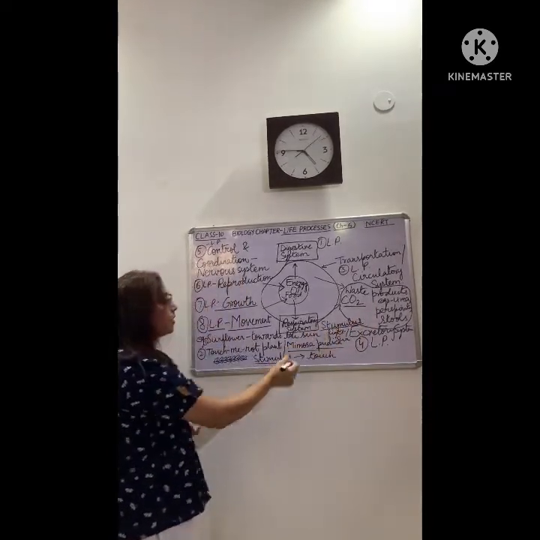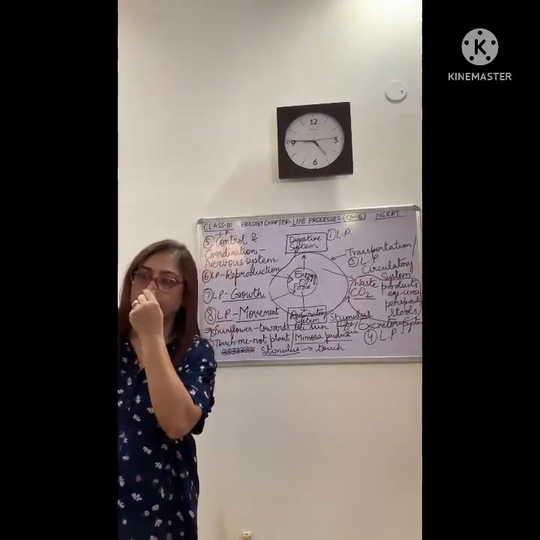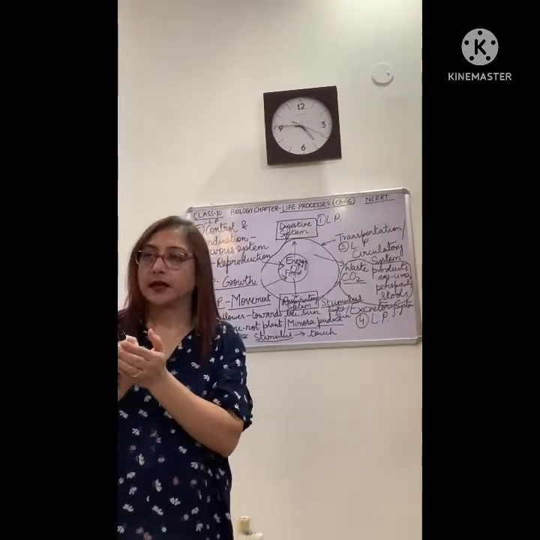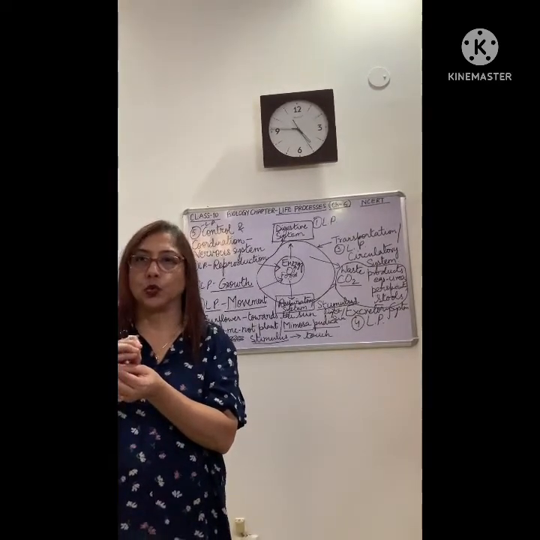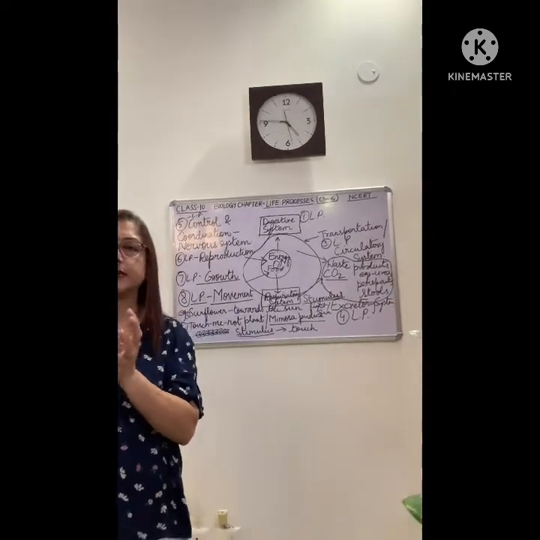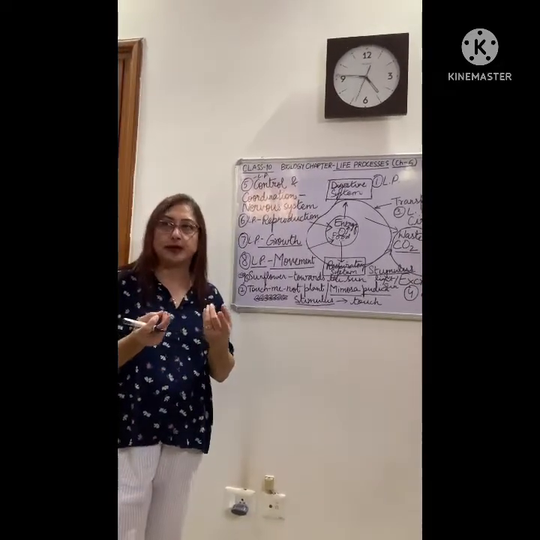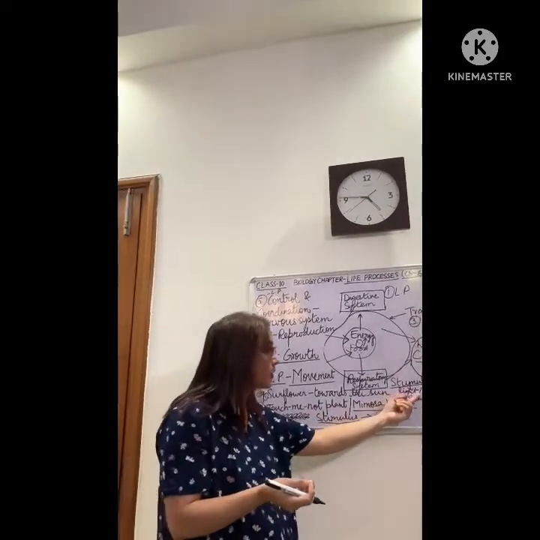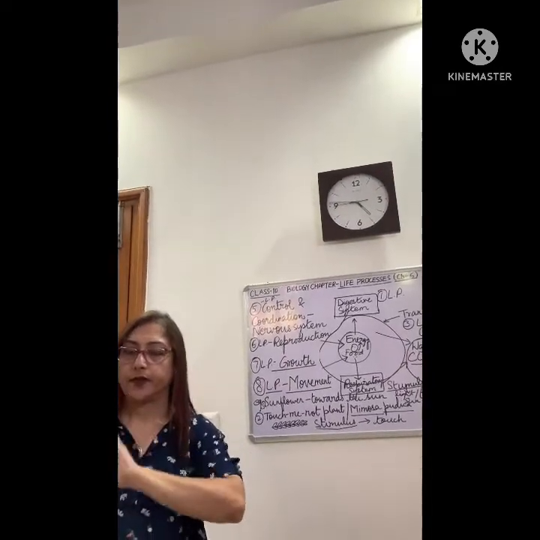There is a word called stimulus and there is a word called response. Stimulus means the thing which irritates you or instigates you, and response is what you do after getting that stimulus. For example, the response here is that the plant folds its leaves, and the response in the case of the sunflower is that it moves where the sun moves. So children, this is all about life processes.